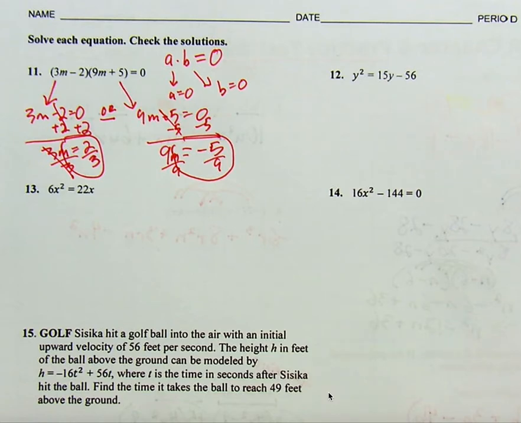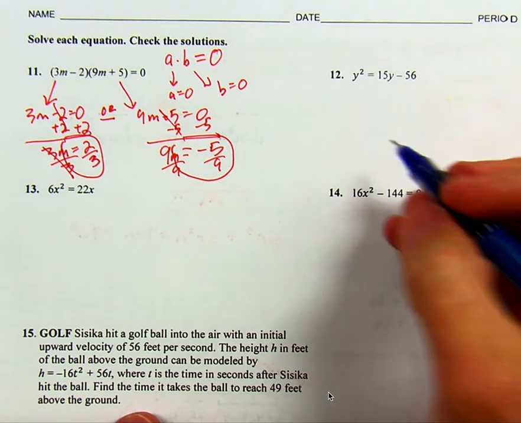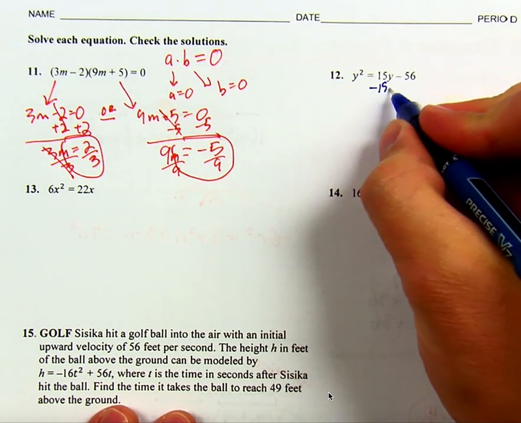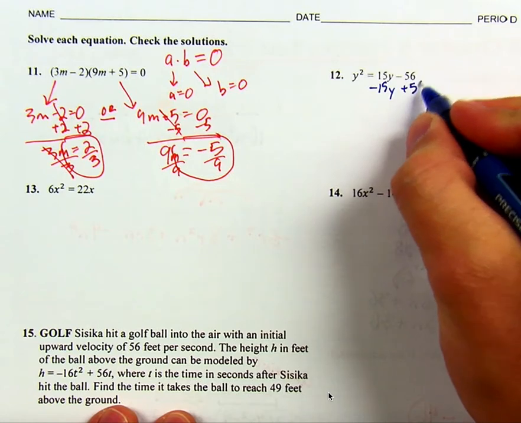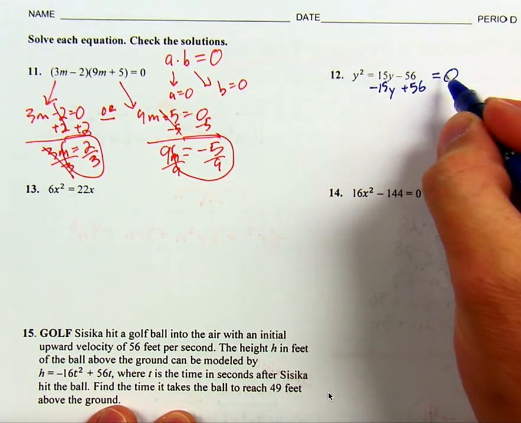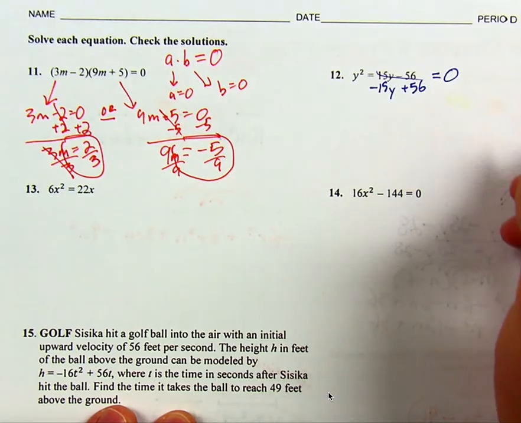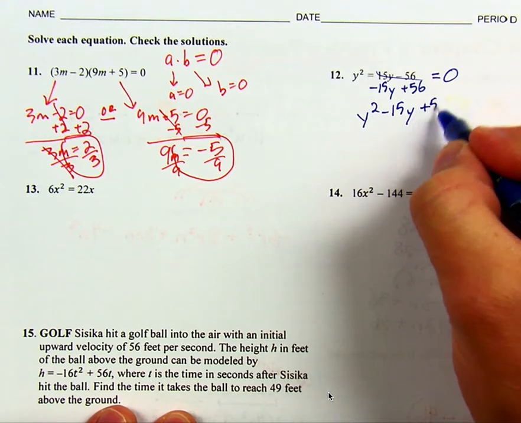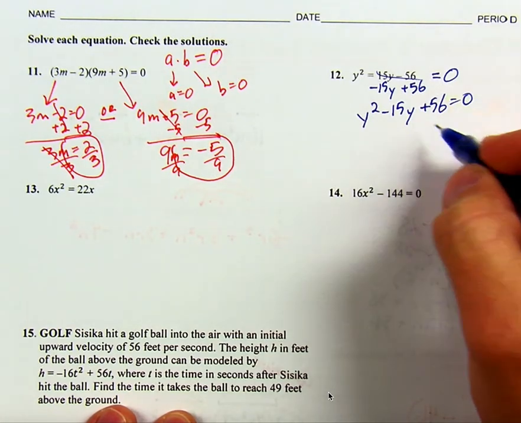For number 12, you don't have a 0, and we would like to have a 0. So what I'm going to do is take this away, and cancel this out, so that basically I have a 0 over here on the right side, because this is gone, and now I have y squared minus 15y plus 56 equals 0. And I just have to find magic numbers.